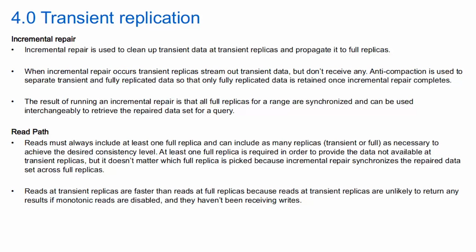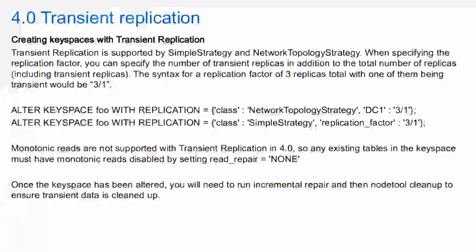Reads at transient replicas are faster because obviously transient replicas will store a smaller amount of data. But there are some downsides to that as well. These are some of the changes that are actually coming through.